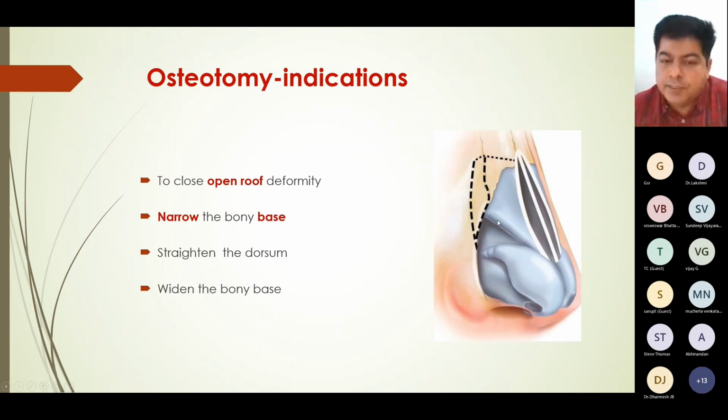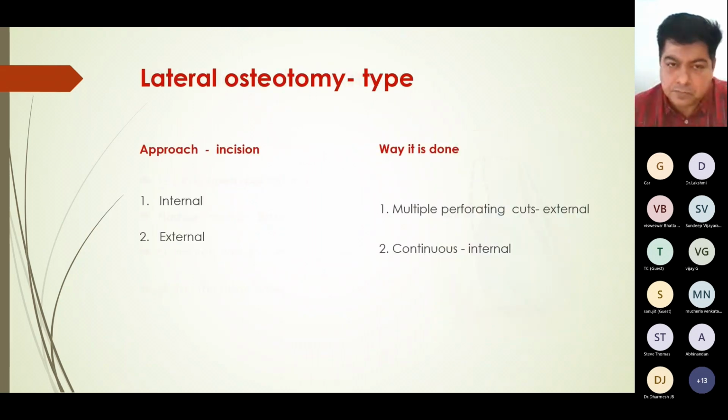Another reason for osteotomy is when there is a lot of widening of the bony base, to narrow the bony base, or when there is a crooked nose with both bony as well as cartilaginous components more on the lateral aspect. So then we have to do these osteotomies, and very rarely we want to widen the bony base. Then we might again have to do osteotomy. So what are the various osteotomies? Just to enumerate, let's talk about the lateral osteotomy first.